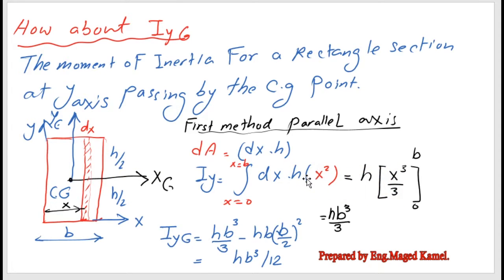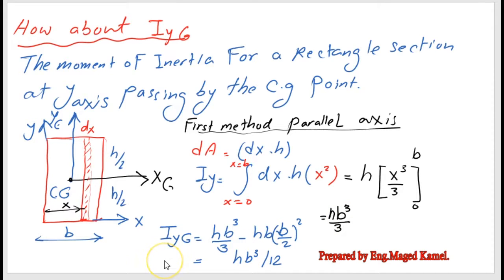h being constant, it will come out, and we will integrate from x equal to 0 to x equal to b of x squared dx, which will give us x cubed over 3, all multiplied by h. The start point is x equal to 0, end point x equal to b. So the Iy will be equal to h over 3 multiplied by b cubed minus 0. At the end it will give us hb cubed over 3.